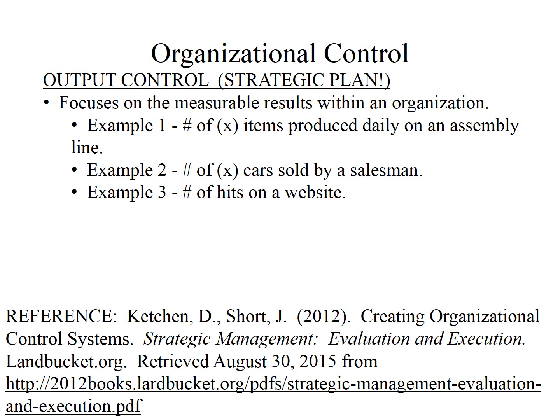Output controls are the strategic plan, what a company is really designed for. Whether it's to focus on the measurable results within an organization, such as the number of products that are produced daily on an assembly line, whether they're making pens or cars, the number of cars sold by a salesman, and that could be broken down into daily, weekly, monthly, or yearly sales. And then for the techie guys out there, the number of hits on their website, like what are they doing to increase the output.